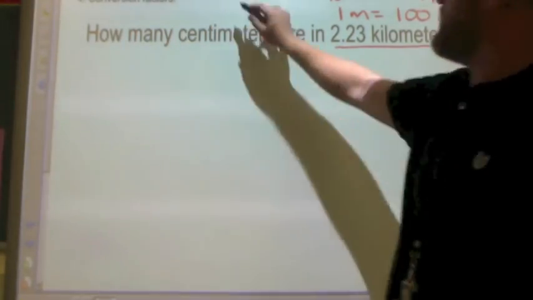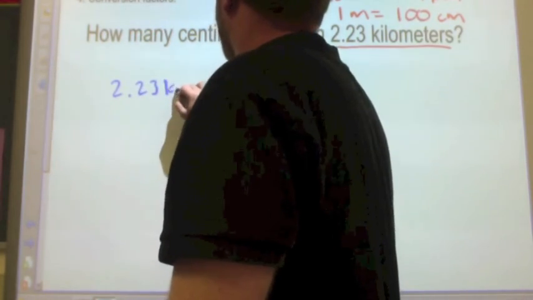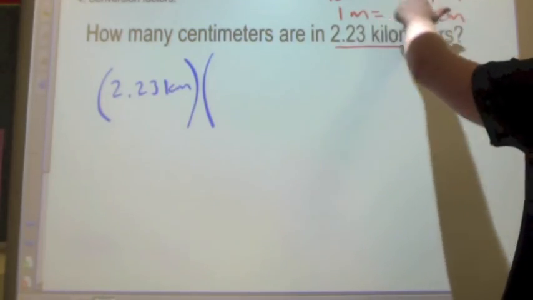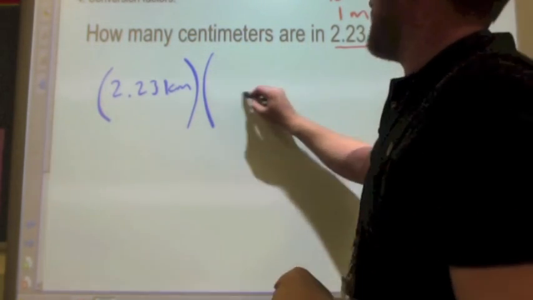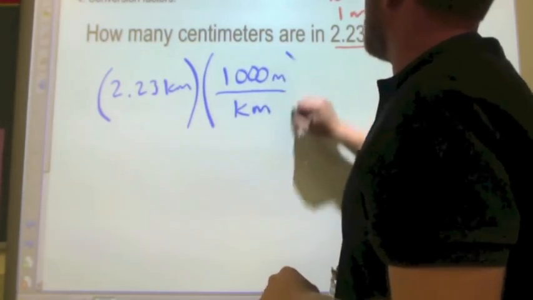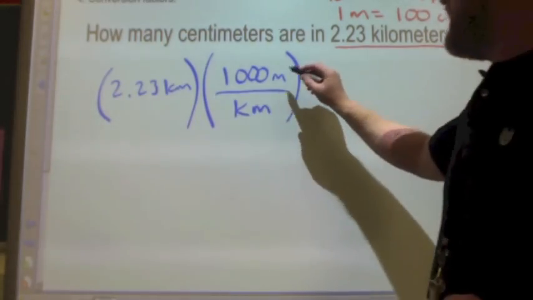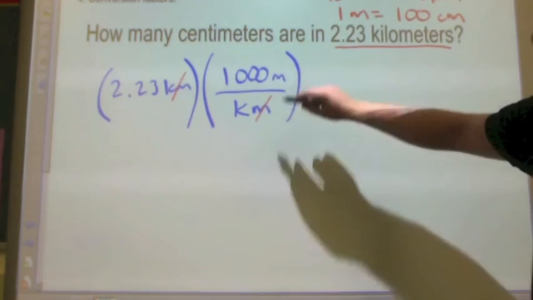All right, those are the conversion factors. Let's write it out. 2.23 kilometers times, this is the one I want up here. In order to get kilometers to cancel, that's going to be on the bottom. So I'm going to say 1,000 meters per kilometer. You could put the 1 there. You don't have to, though. Let's pause and check. Kilometer cancels kilometer. Does this make sense? Yes, it does.